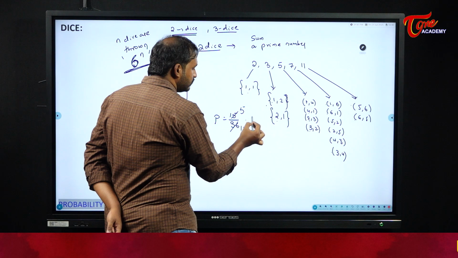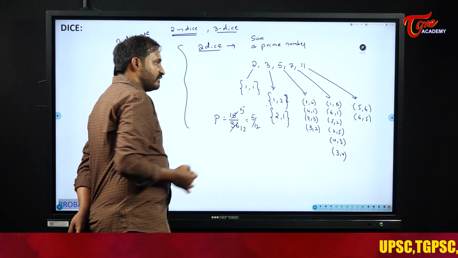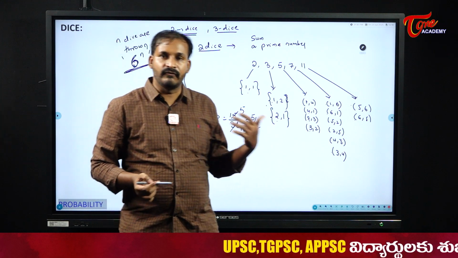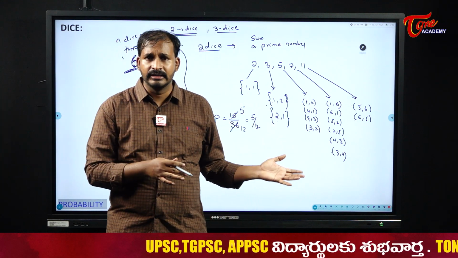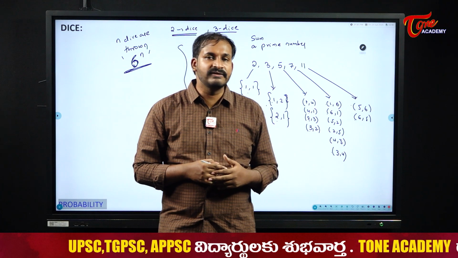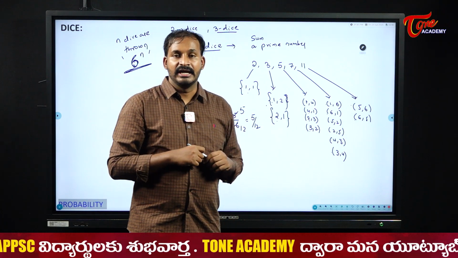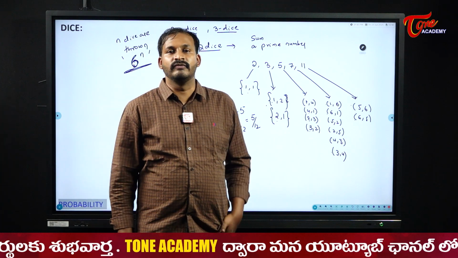5 by 12. So now please observe here students, based on the situation, sometimes they will say that the sum should be 4, some should be 6, some should be 8, some should be 10. Like this they will ask us different cases. Now each and every time if you keep on writing like this, it will waste a lot of time. Then sir, how we need to remember it?